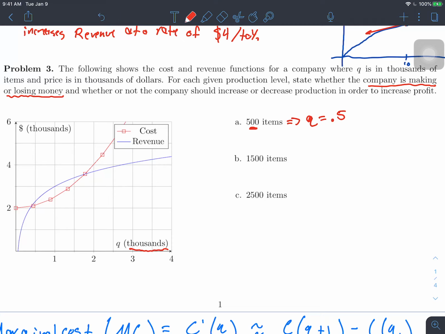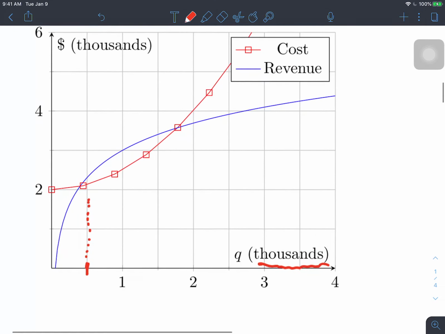Okay, so I'm going to go to this x value right here, and I'm going to kind of trace it up, and I'm going to look at the value of the cost function compared to the value of the revenue function. Which one is larger? Revenue. Yeah, revenue is larger at this point. What does that tell us about profit? They're making money. Yeah, we're making money.